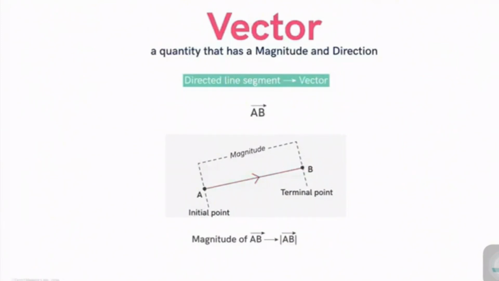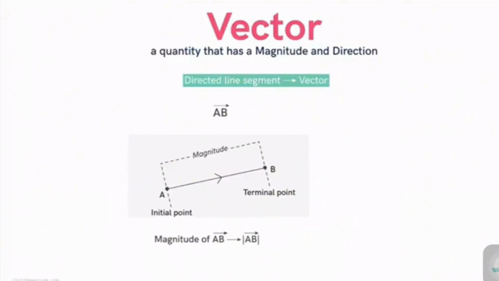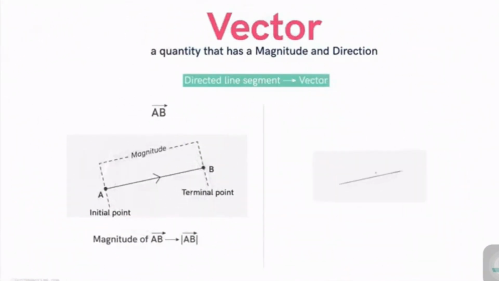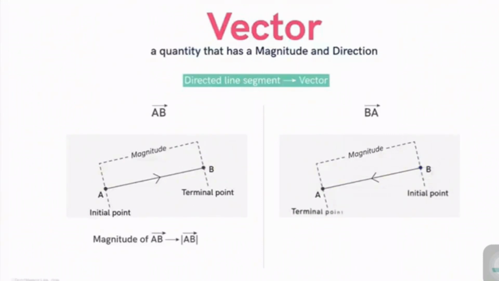We know that for a line segment, we can show the direction in two ways. So here, instead of this, if we draw an arrowhead like this, then we can say that the line segment is directed from B to A. And thus, we get another vector BA, whose initial point is B and the terminal point is A. It has the same magnitude as vector AB, but is directed in the opposite direction.